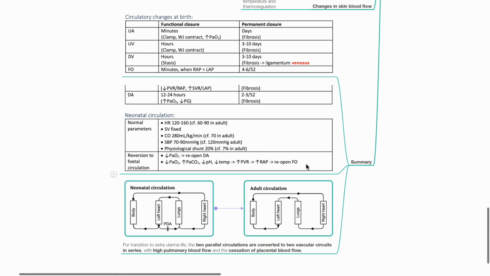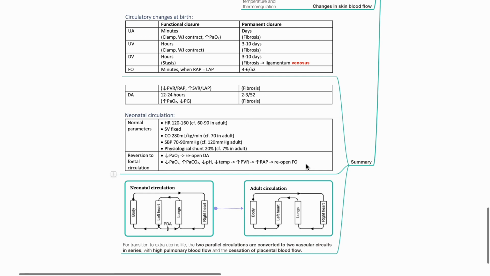Reversion to fetal circulation may occur if there is reduced PaO2. This results in reopening of the ductus arteriosus. Reduced PaO2, increased PaCO2, acidosis and hypothermia can increase PVR, which increases RAP, and this leads to reopening of the foramen ovale.